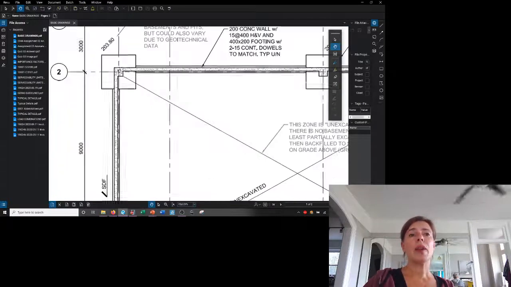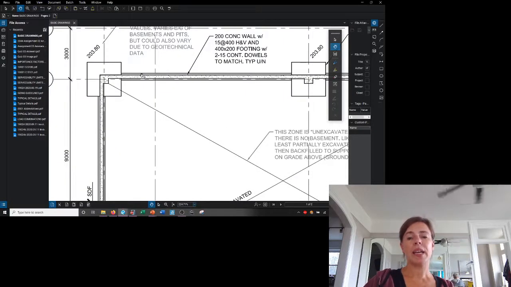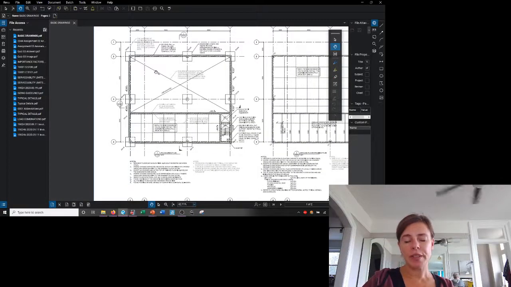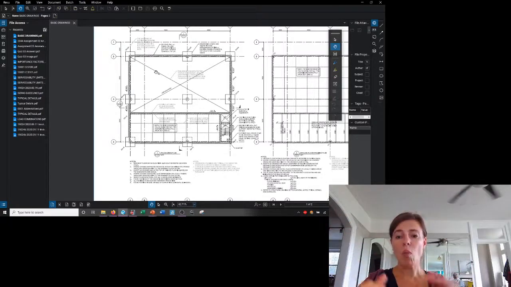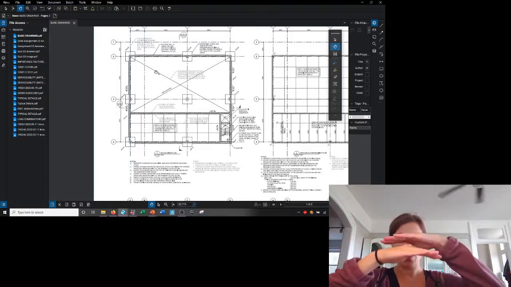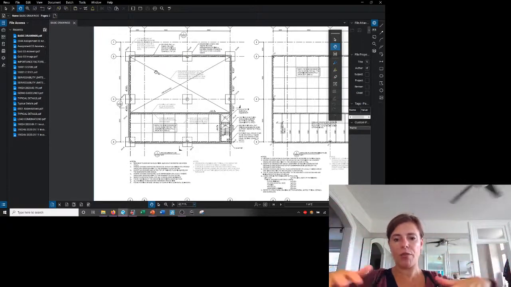We can see here that we've got footings and we've got something that's hatched here. So the hatching is what we're cutting through. It's important to know where we're cutting. Foundations, we often cut and look down. So somewhere just above the foundation, we're cutting through and looking down at our footings.